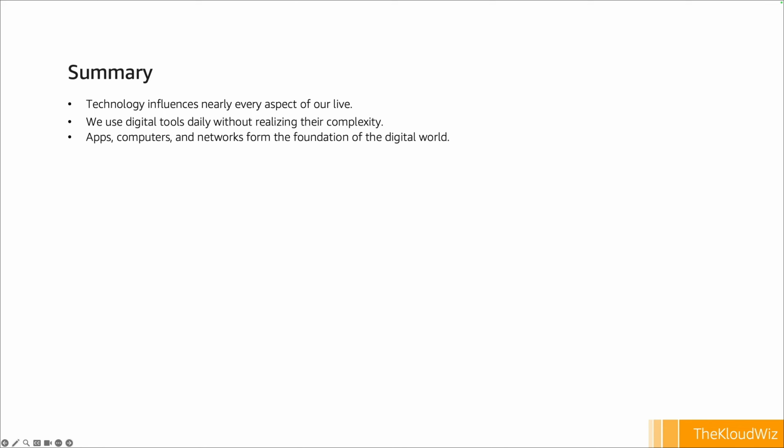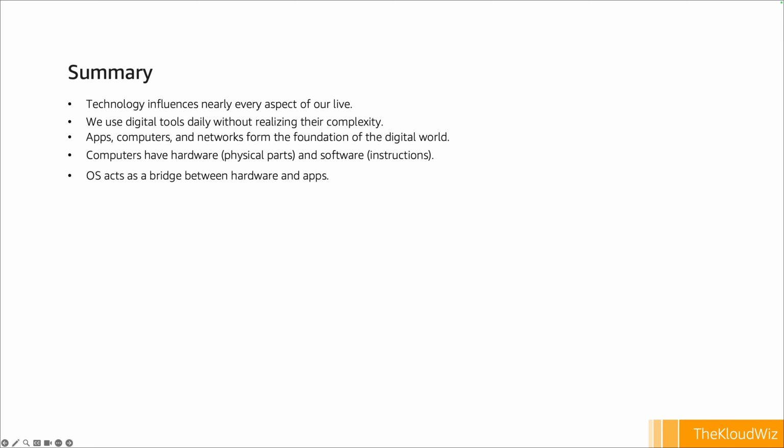Now, to summarize the entire digital world series, we understood that technology influences nearly every aspect of our lives, and we use digital tools daily without really realizing how complex it is behind the scenes. We also appreciated that apps, computers, and networks form the foundation of the digital world. We understood that computers have two parts, the hardware and the software. We also understood that the operating system acts as the bridge between the hardware and the applications that we install on our computers. And of course, servers and data centers store and process data in our digital world.